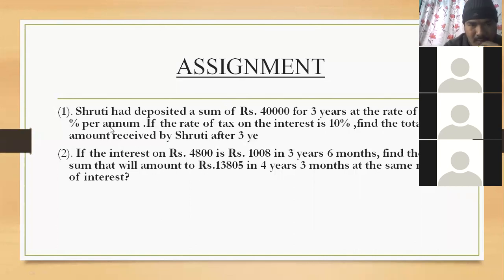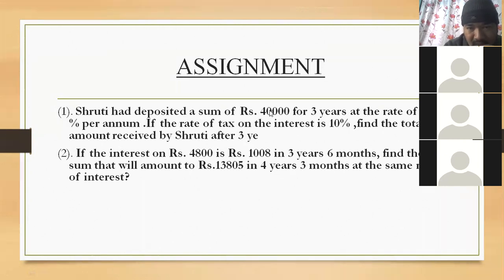Okay, number one, the answer I told you, 48,910. Yes, sir. How much did you tell? 48,910. I also got 48,910. Yes. Sir, can you tell how? Sir, I got a different answer. Sir, I also got a different answer.